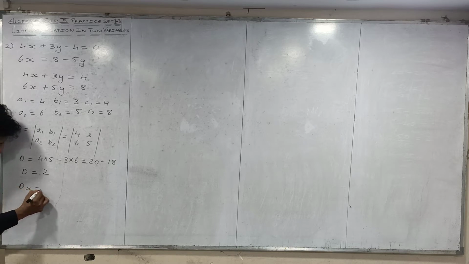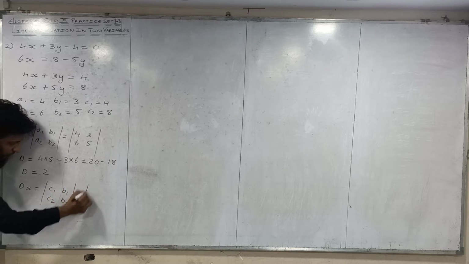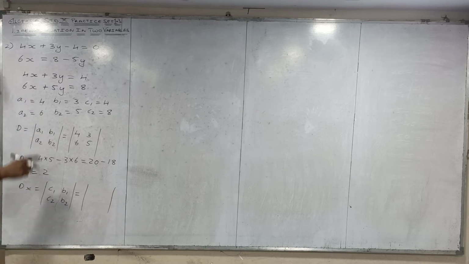Then find out the value of dx. So the dx formula is c1 c2, b1 b2. Again write the values properly.